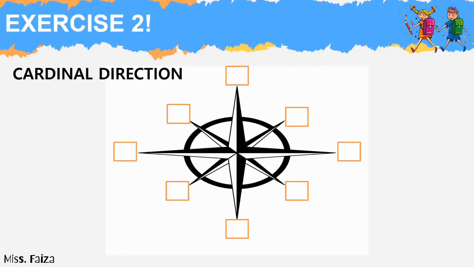Exercise 2. Cardinal direction. Cardinal direction is the compass points. So, look at your book, page 61, and fill in the box. Do exercise 2 in your book, and submit at Google Classroom.